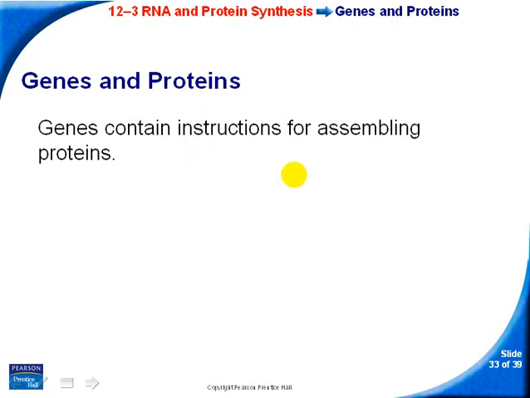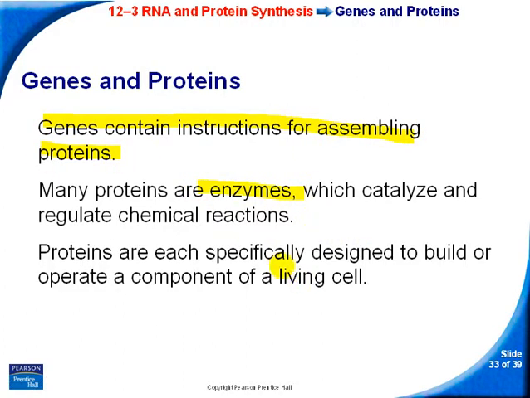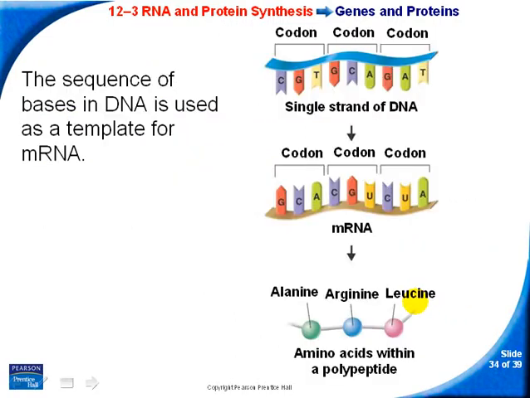Now, once again, genes contain instructions for assembling proteins. They contain instructions for chaining amino acids together. And amino acids chained together are proteins. And we said, once again, proteins are enzymes, which will catalyze reactions, and they also build and operate components of a living cell. Almost your entire body is made up of this bunch of proteins bonded together to make your tissues and all the cells that you need.